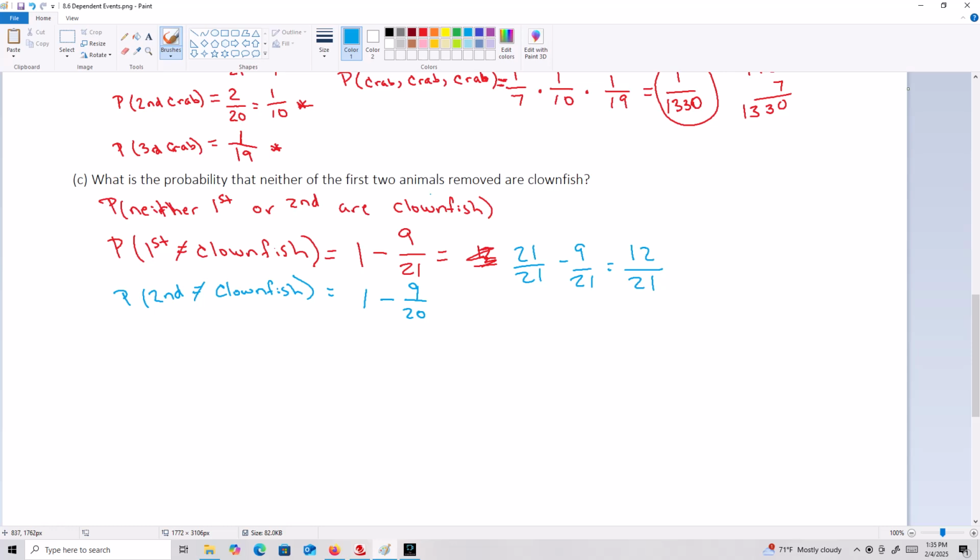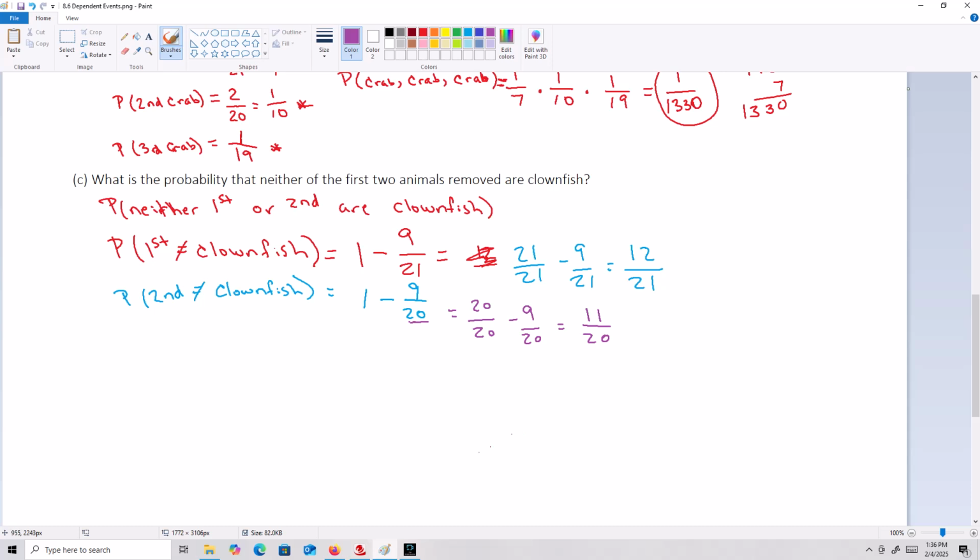So we have 20 down here because we've decreased. A creature has been removed. We have 9 clownfish because we are trying to figure out the probability of making sure that we still had 9 in the tank. The creature that was removed was not a clownfish. So that equals 20 over 20 minus 9 over 20, which equals 11 over 20.